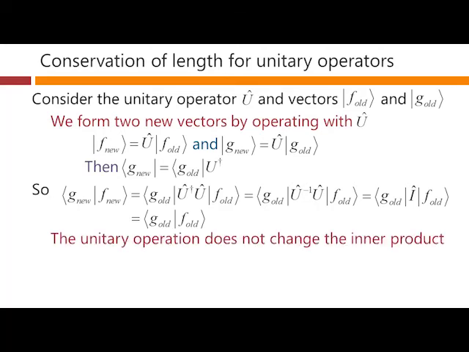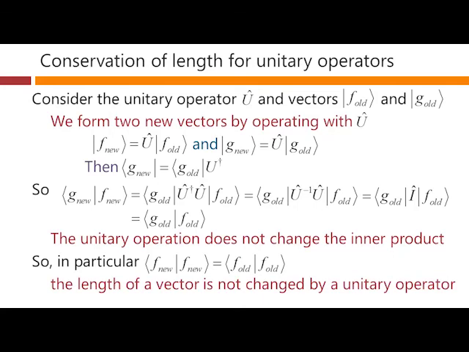So specifically, the unitary operation does not change the inner product, and in particular, it doesn't change the inner product of a vector with itself, because these G's and F's were arbitrary, so we can actually make them the same if we want to. So what we've proved is that this unitary operation does not change the inner product of a vector with itself, and that means it does not change the length of a vector. So a unitary operator is one that does not change the length of a vector.